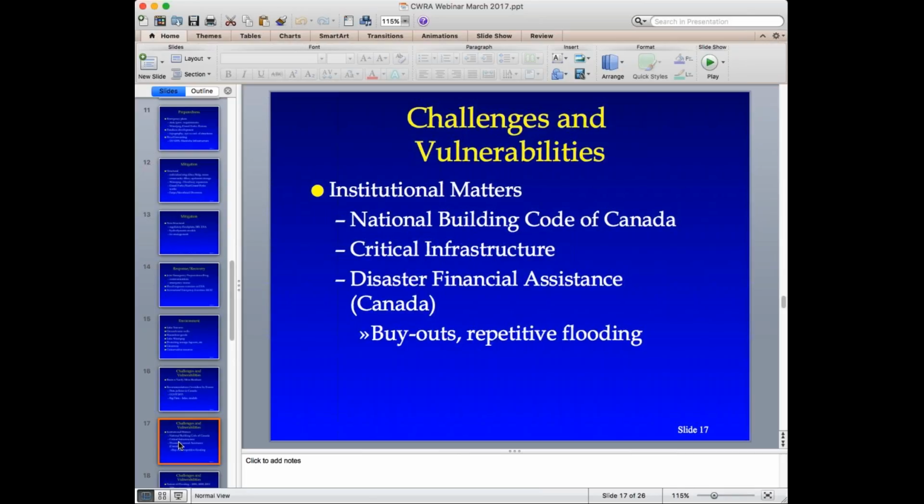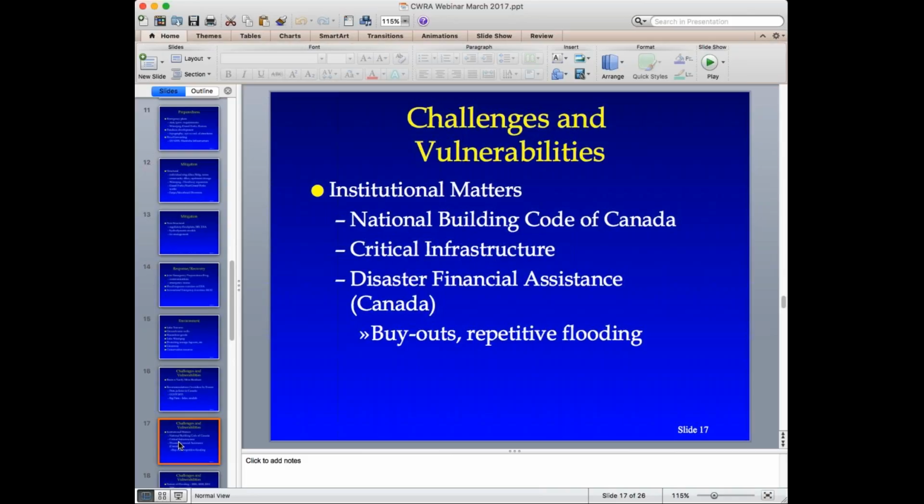The other element that could be addressed is how to deal with critical infrastructure, and it makes very little sense to have critical infrastructure in the regulatory floodplain. And if people are going to be evacuated to schools and the schools are in the floodplain, that's not very helpful. And so that's another challenge for flood managers in this basin.